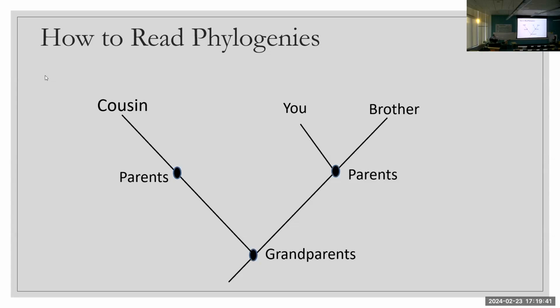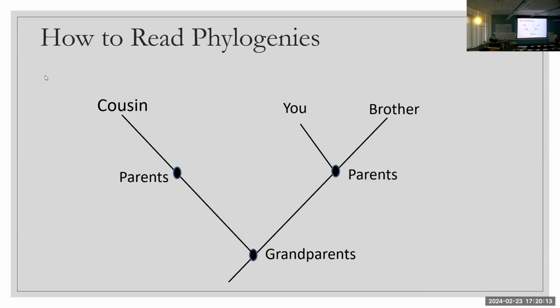If you want, you can answer this for me as we do it. Let's say this is theoretically your family. I have you, your brother, and your parents down here. I have your grandparents, and let's say you have a cousin over here. So what does this phylogeny tell us? First of all, let me ask you this question. Who are you more closely related to, your brother or your cousin?